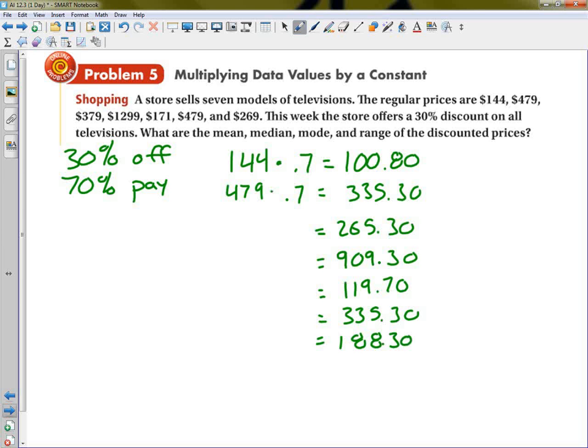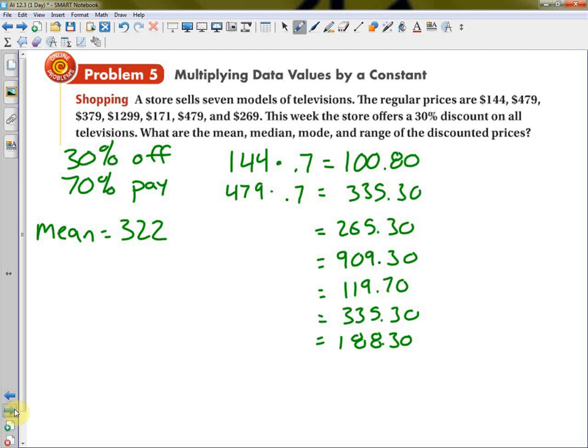Now that's done, we can find the mean, median, mode, and range. So let's start off with mean. So mean is when I'm going to add all these together. So we have 188.30 plus 335.30 plus 119.70 plus 9.09 plus 265.30 plus 335.30 plus 100.80. All of that divided by 7 models gives me 322. That's the mean, or the average price of the discounted models.